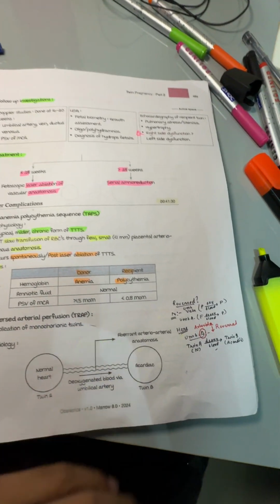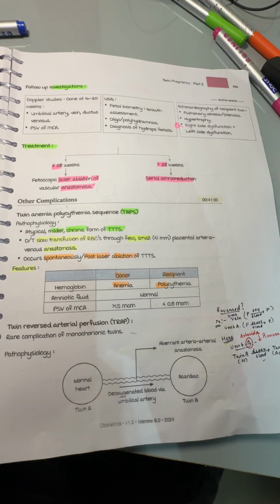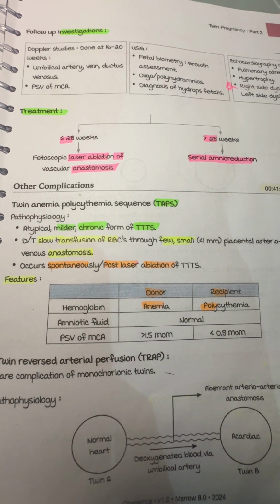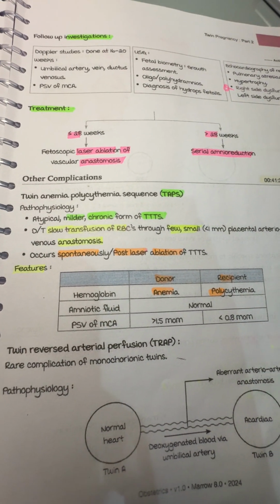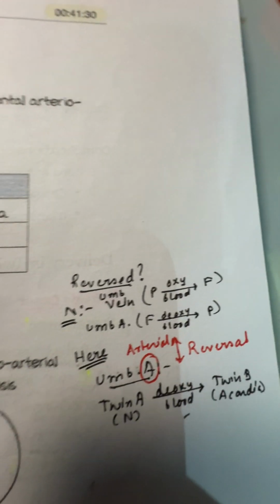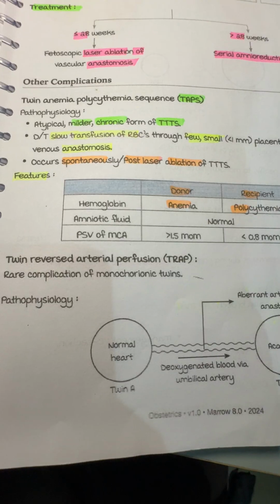Moving forward, this is twin anemia polycythemia sequence, and here it's quite the same. Basically, one baby will have anemia, one will have polycythemia. That's about it. And then here you can see that we have twin reversed arterial perfusion, or TRAP.